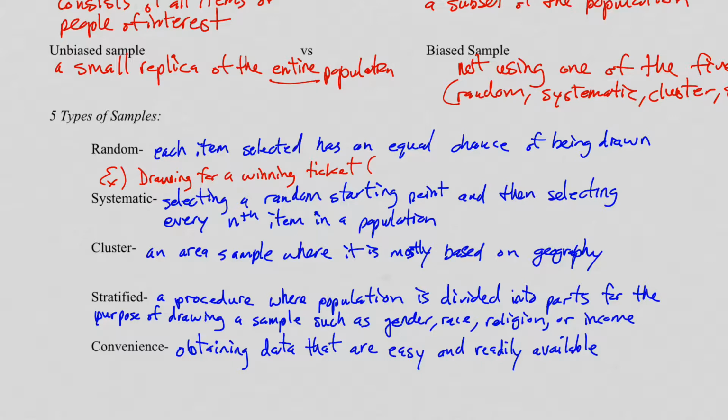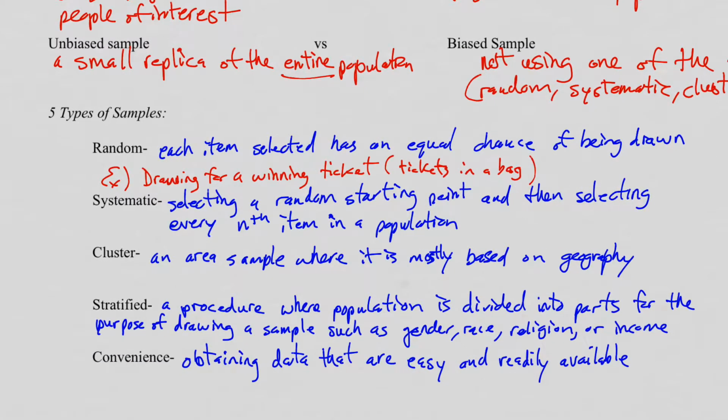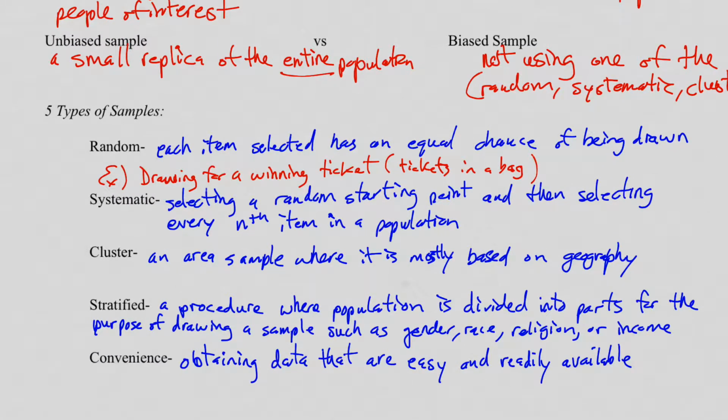So let's say you have tickets in a bag, for example. Okay, and you randomly pick, you close your eyes or you're blindfolded and you pick a ticket from the bag. Okay, that would be random.